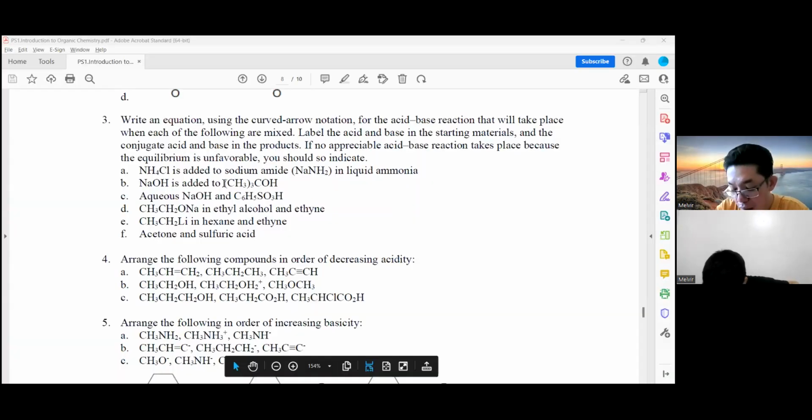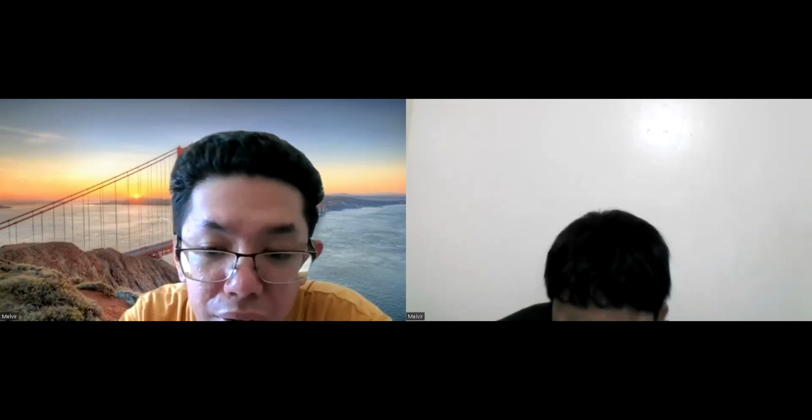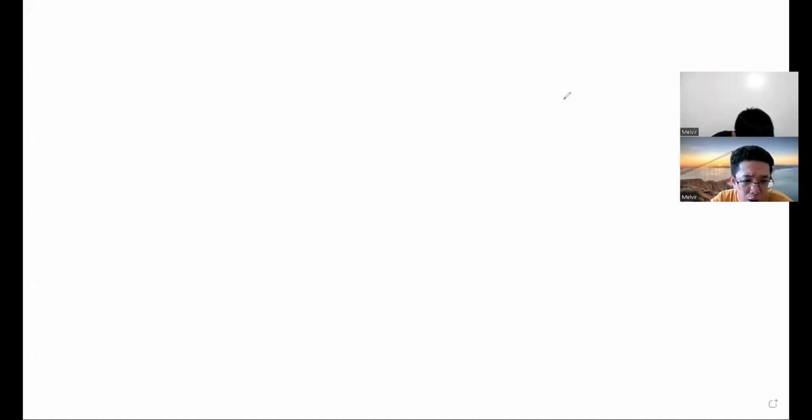Yun nga eh. So again, for number 3, you just need to show the acid-base reaction for the following substances. Okay? So please take note, you need to show also the curve arrow notations. You can share now your screen, Josh, so that you can now start to write your answers. For sure naman meron kang copy nito, no? So sa letter A ay ammonium chloride and sodium amide.